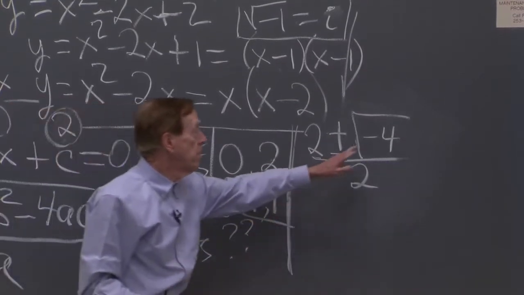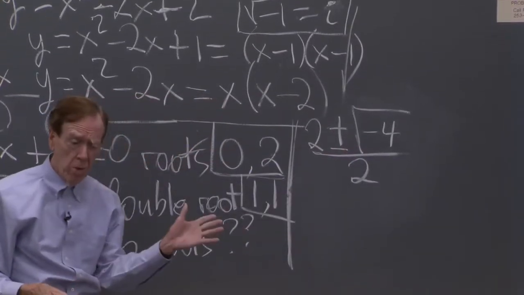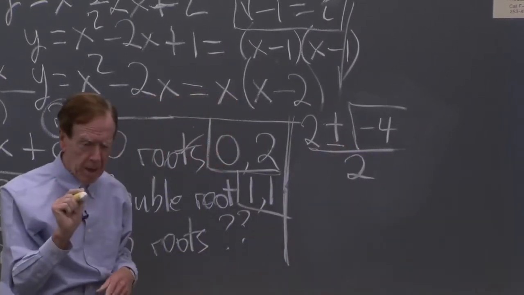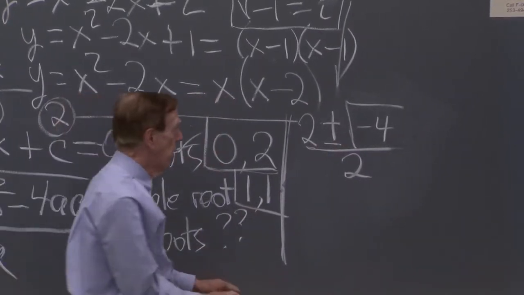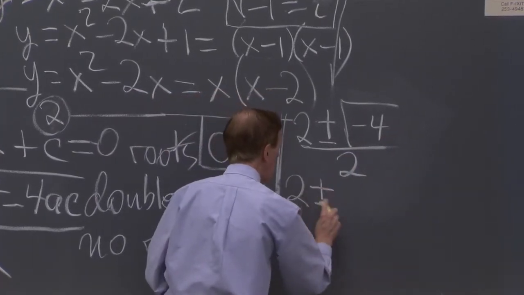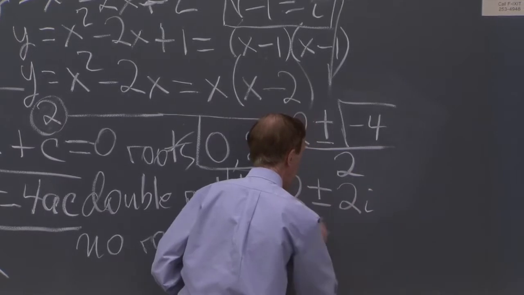Now here I've got the square root of minus 4. Well, the square root of the 4 is 2. It's the minus 1 that's making me imaginary. So this for me is 2i. 2 plus or minus 2i divided by 2.